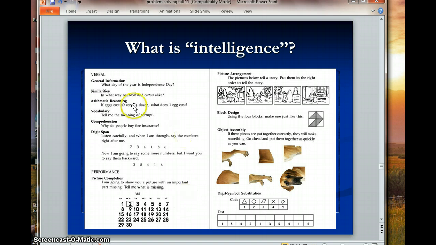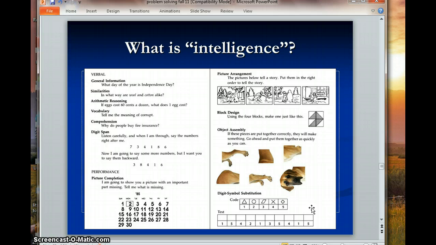We also see areas like arithmetic reasoning, similarities. They test mental flexibility. Digit span right here taps into memory. We see that there are tests that are both verbal as well as spatial. And then this final one down here actually tests processing speed, how quickly you can do stuff.